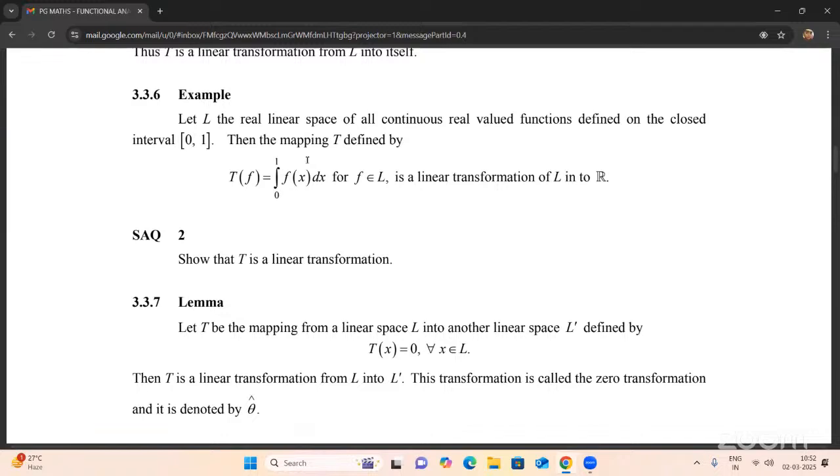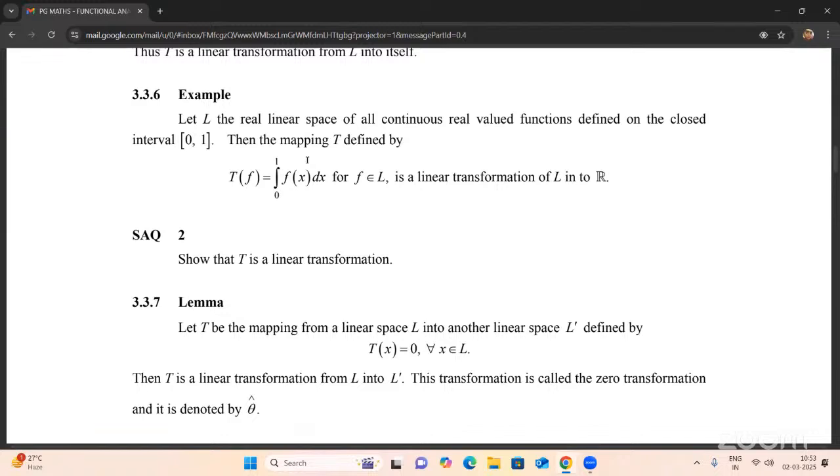Show that the differential operator and integral function from the real linear space into capital R is a linear transformation. So the differential operator and integral operator is also a linear transformation.